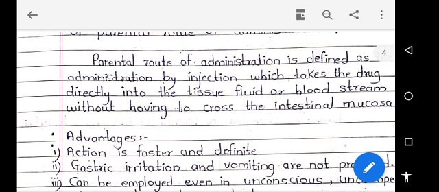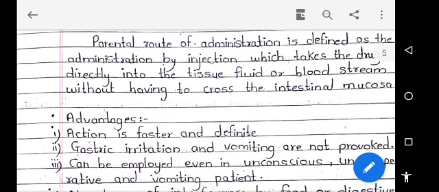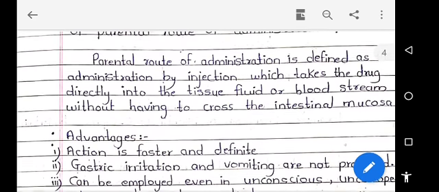The parenteral route of drug administration is defined as administration by injection which takes the drugs directly into the tissue fluids or blood stream without having to cross the intestinal mucosa. And this parenteral route of drug administration is a direct route of administration giving the maximum results in minimum time.